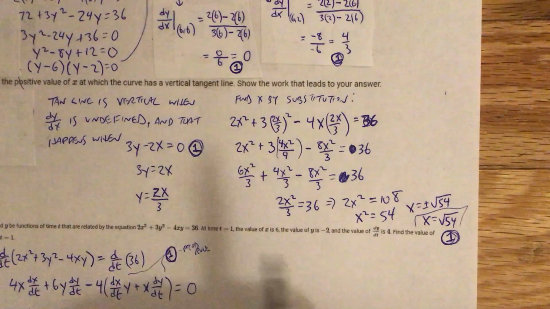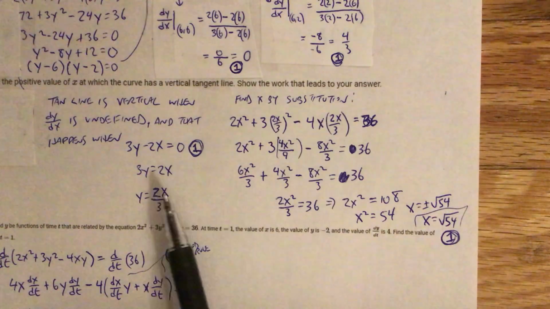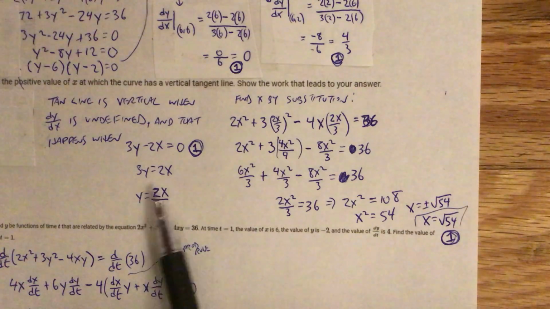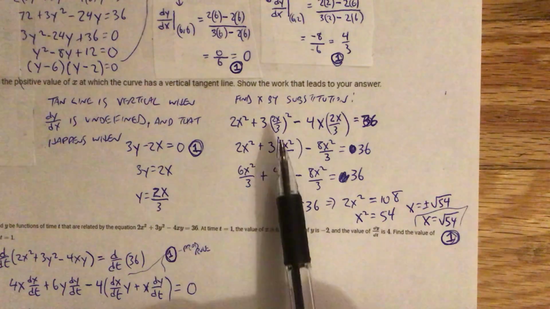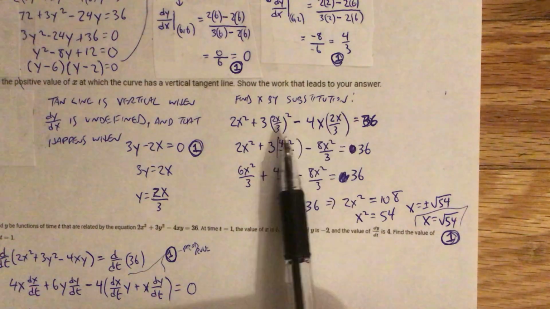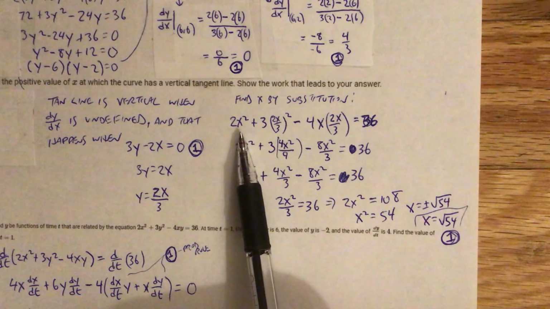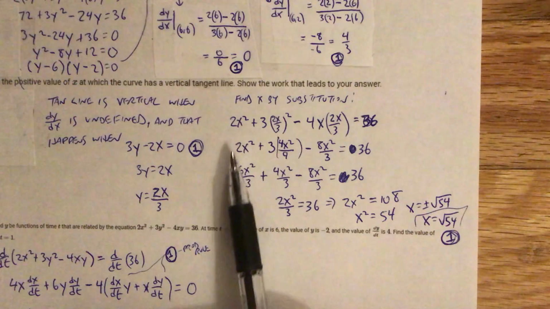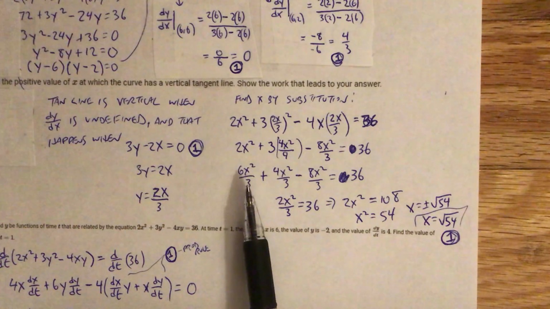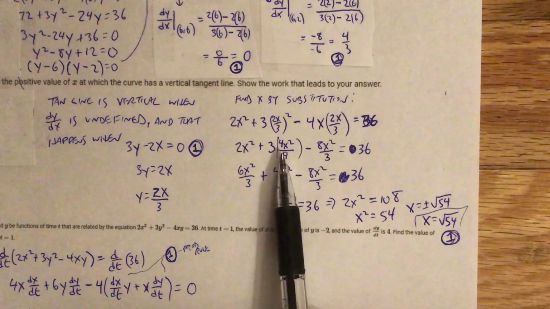So that's exactly what I did over here. I'm going to find x by substitution. Everywhere I saw y, I threw in 2x over 3. And that means here I had to square y, and here I had to just put a regular y. Now you go through and simplify all this. That got me down to a bunch of x squared.